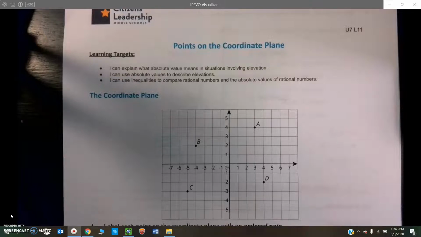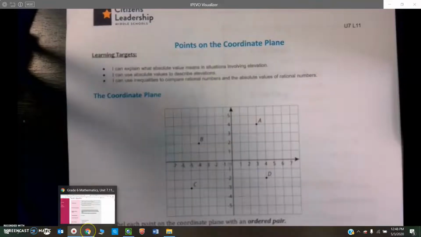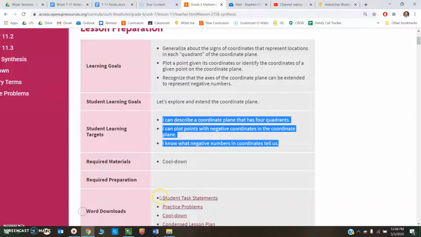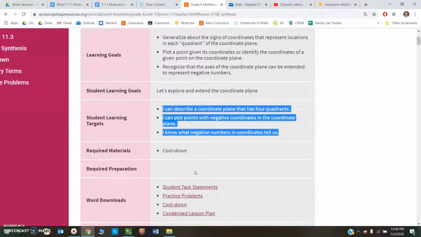Alright, our lesson title for today is Points on the Coordinate Plane. On my printout, I actually have the wrong learning targets there, so let's just look at them here real quick. It says, I can describe a coordinate plane that has 4 quadrants. So typically when we've looked at coordinate planes in the past, you've only ever seen 1 quadrant. Today you'll be seeing 4.